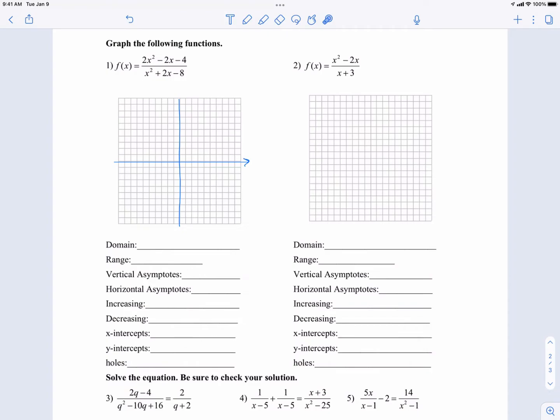All right, so in the next page we are graphing, and we've got these two graphs to take care of. So graph number 1, we have the numerator can be factored. We'll go ahead and factor that. That's going to be pulling out a 2 first. It'll be x squared minus x minus 2 all over x squared plus 2x minus 8. And then we can factor that further. So in the numerator it's going to be x minus 2 times x plus 1. And the denominator will be x plus 4 times x minus 2.